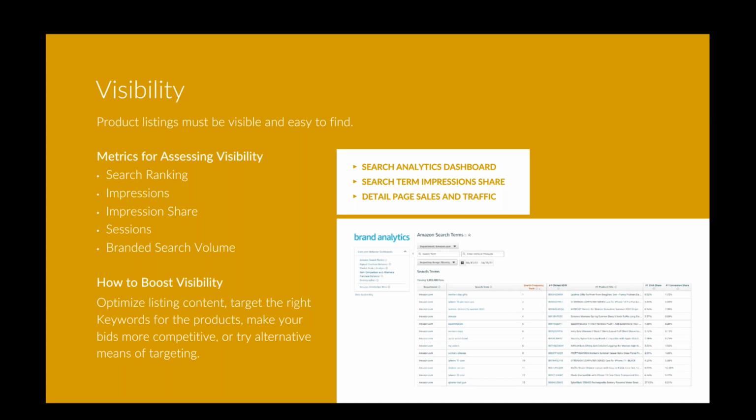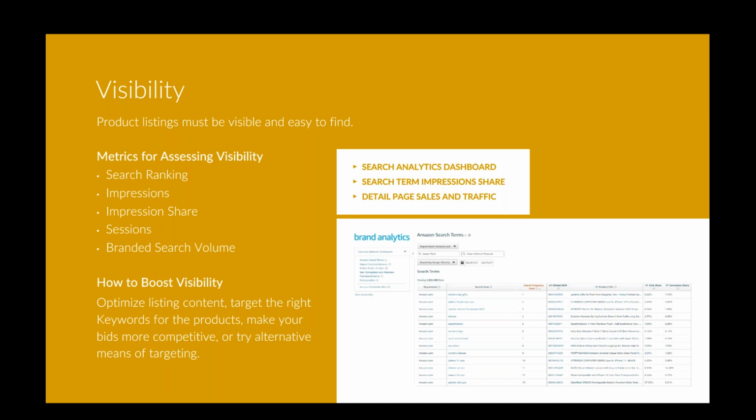So some of the metrics that we want to look at as far as visibility goes: search ranking, again, using the reports that are available to us either in the brand analytics dashboard or the search analytics dashboard, which I alluded to in the previous slide. See which keywords we're ranking for, see where our ASINs are ranking over a given period of time to make sure that we are continually improving our placement in order to try and grow our channel sales. Again, visibility means getting eyeballs on our listing.